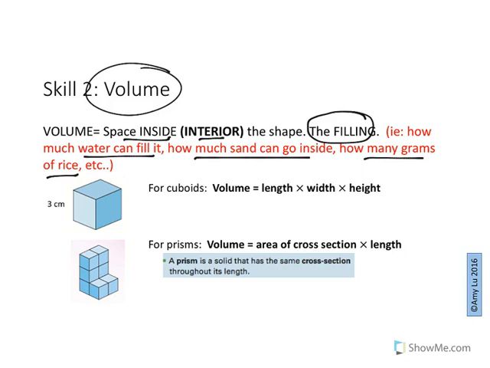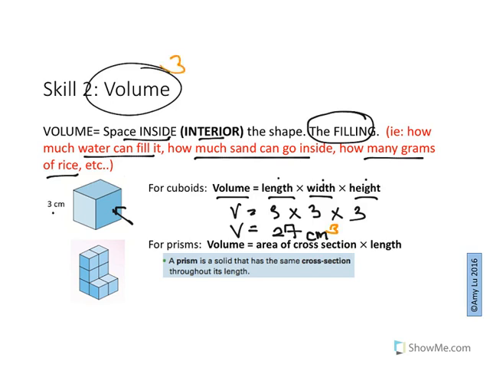To solve the volume for a normal cuboid or a cube, it's just very simple, straightforward. You take your three dimensions, length, width, and height, and multiply them together. So in this case, your volume will be equal to 3 times 3 times 3, which will give you 27. And because it's volume and we multiply three dimensions together, it's centimeters cubed. Volume is always a cube because you multiply three dimensions together.